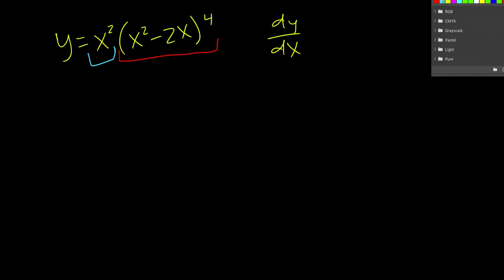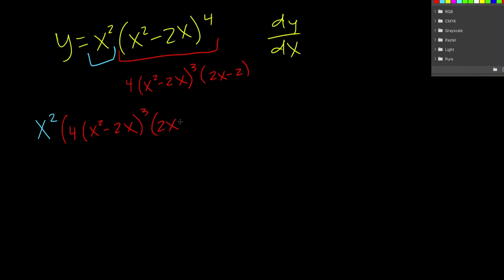Okay, and what we're going to do is we just write down the first one, and then we take the derivative of the second one. So for the derivative of the second one, we bring down the 4, reduce it by 1, and then multiply by the derivative of the inside. So this entire thing written in red is the derivative of the second one.